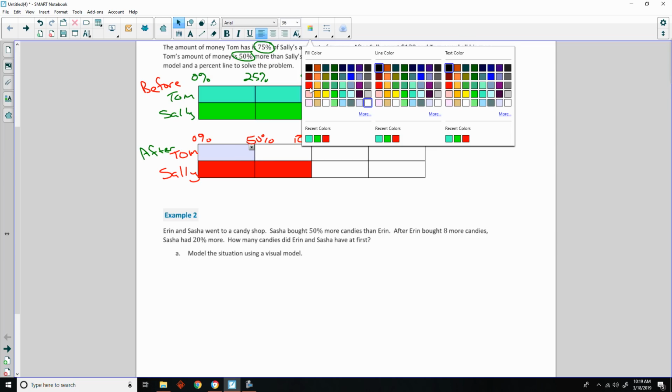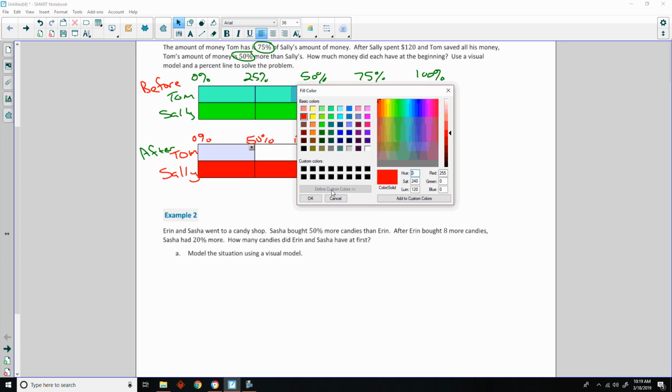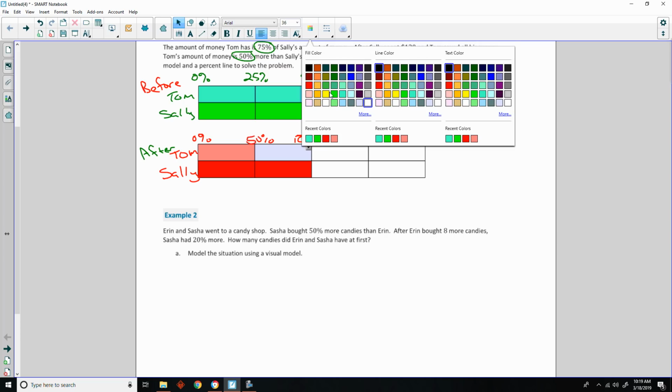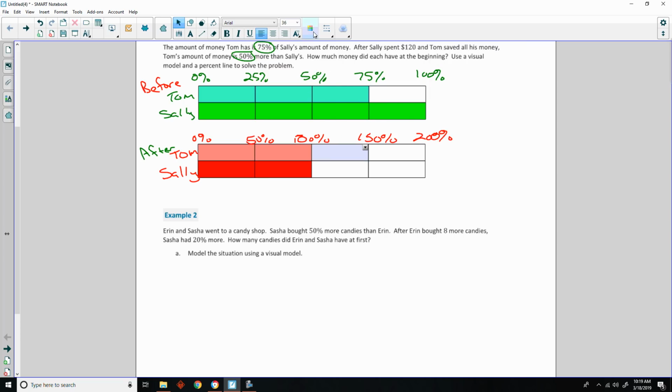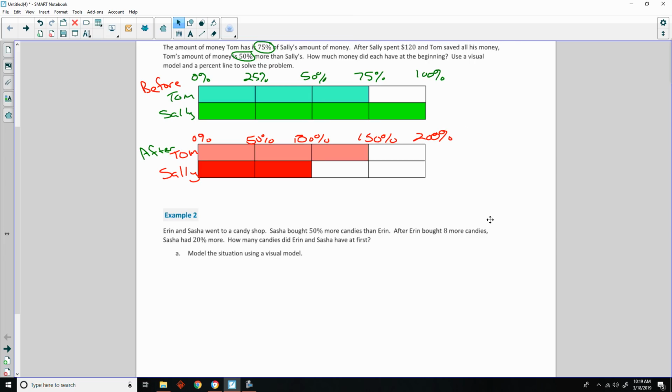So I will use red, but a different shade of red. Let's go lighter. About like that. Okay. And there. And one more time. There. Okay. So now here is a representation of percentages.